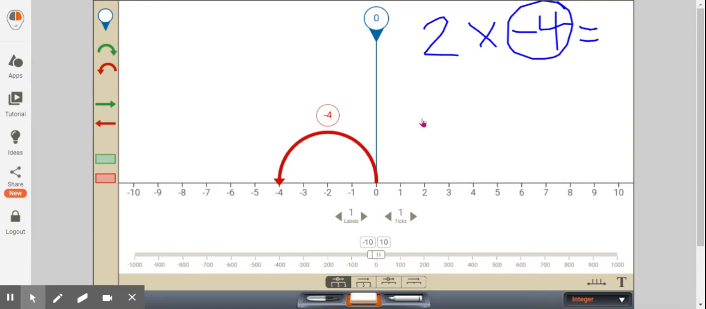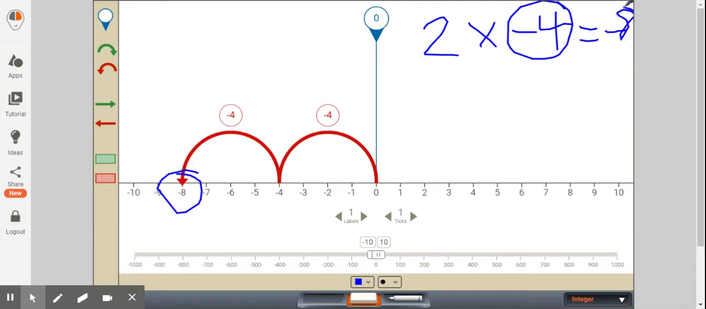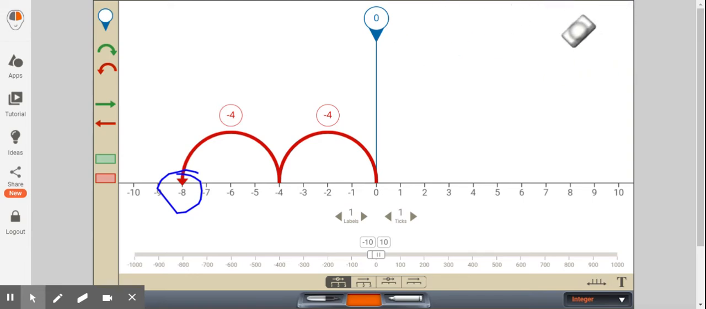And we can delete this one and then just copy. There we go. So we've got -4 and we have 2 groups of them. So -4 and -4, what's that going to give us? -8. Okay, that's supposed to be a -8. So we modeled with the counters. Now we're modeling with the number line.